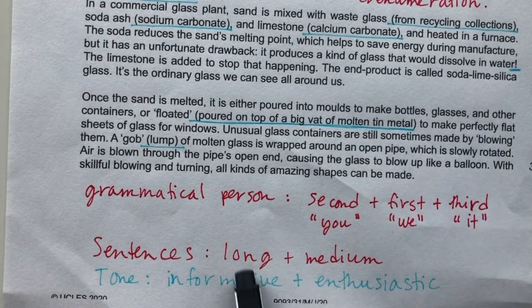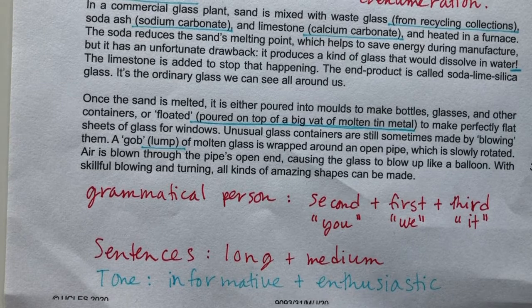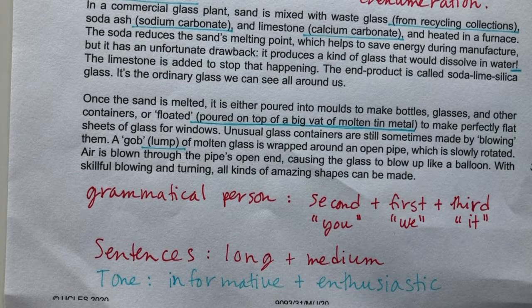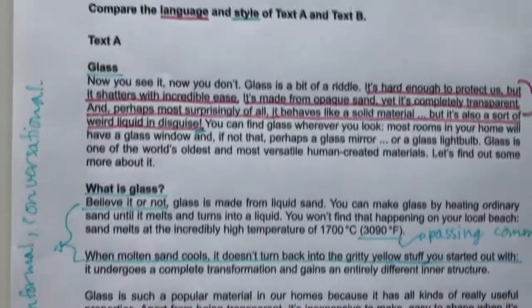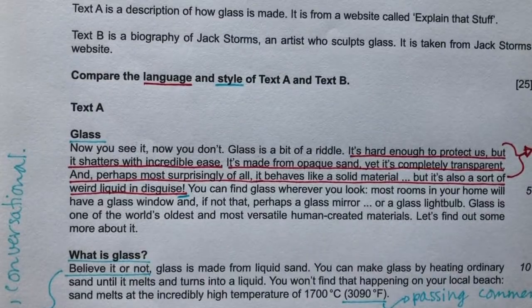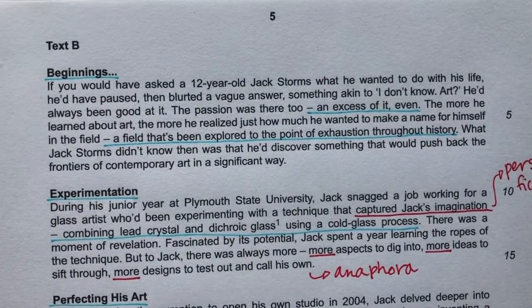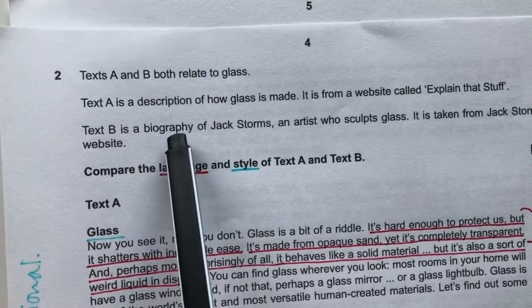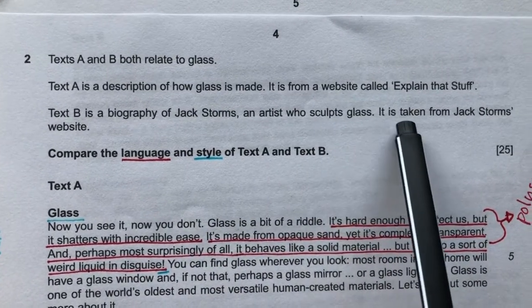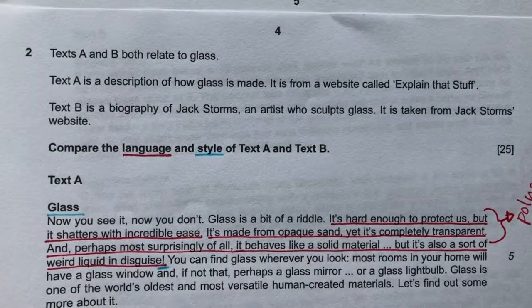The tone is informative and enthusiastic. Okay, informative and enthusiastic. Okay, so these are the notes about text A. Keep that in mind while we read text B. Text B, remember text B is the biography of Jack Storms, an artist who sculpts glass, and it was taken from his website.